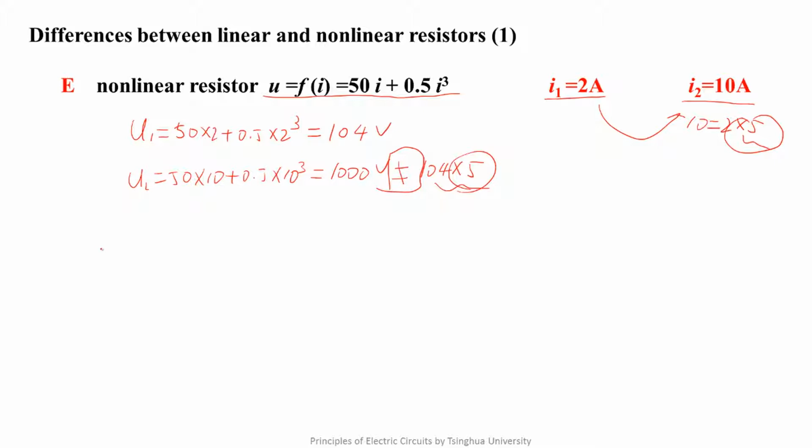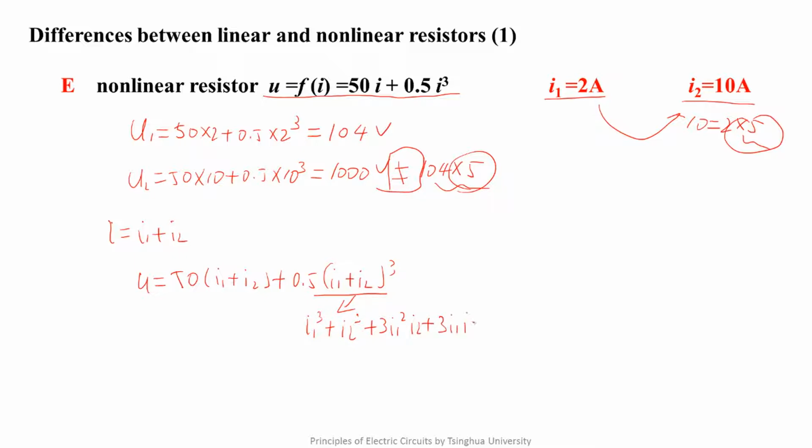When I equals I1 plus I2, we use the formula to deduce it. U equals 50 times (I1 plus I2) plus 0.5 times (I1 plus I2) to the power of 3. We write it as I1 to the power of 3 plus I2 to the power of 3 plus 3 times I1 squared times I2 plus 3 times I1 times I2 squared.